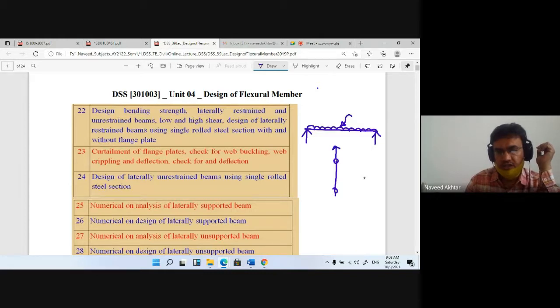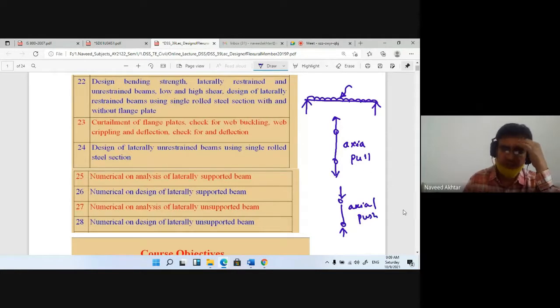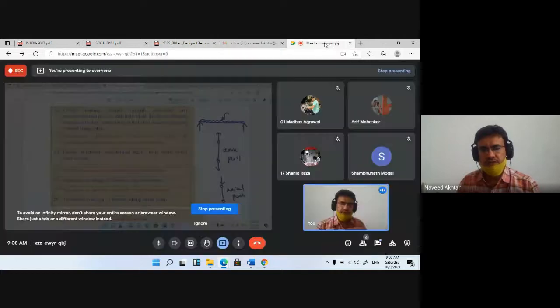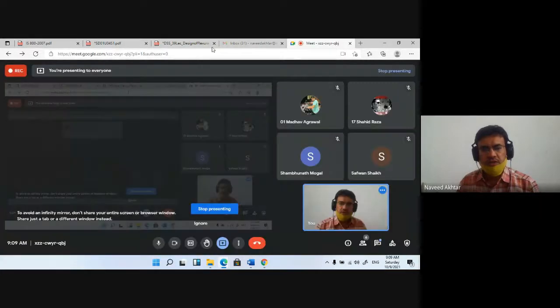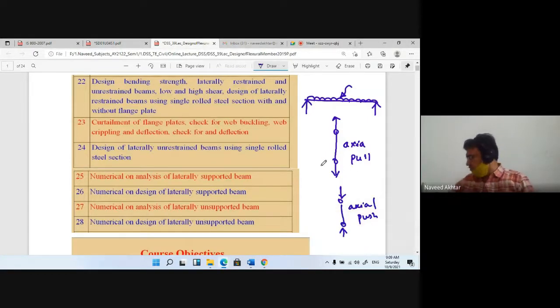Okay. So generally till now what we are seeing, the member with tension, if there is axial pull, okay, and we have seen the member in compression with axial push. Also, we have designed the compression member with bending moment. So beam column also we have designed.